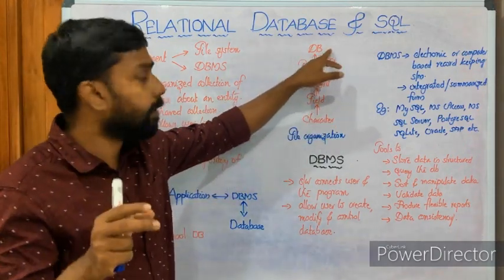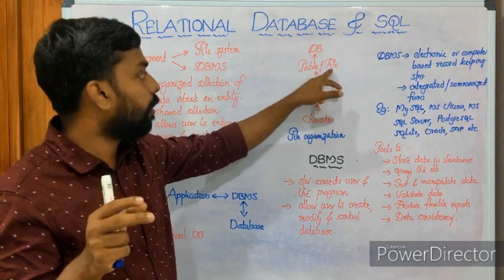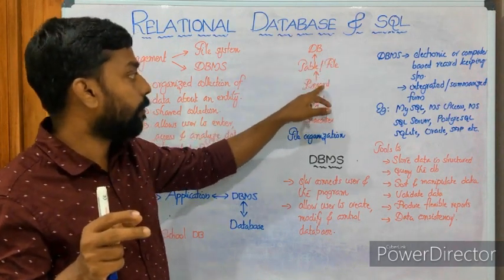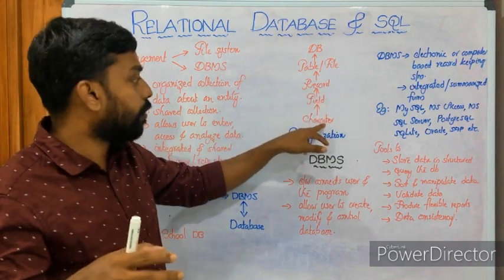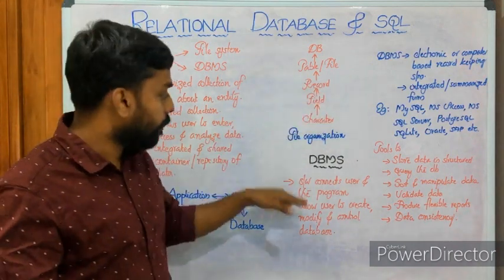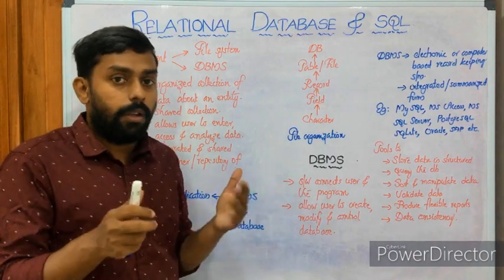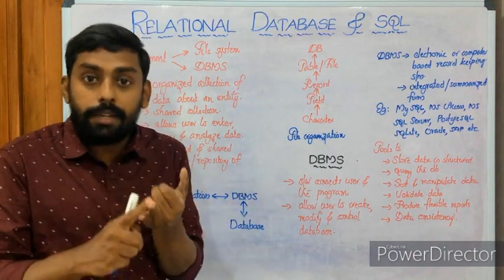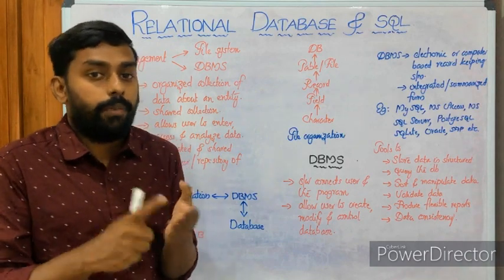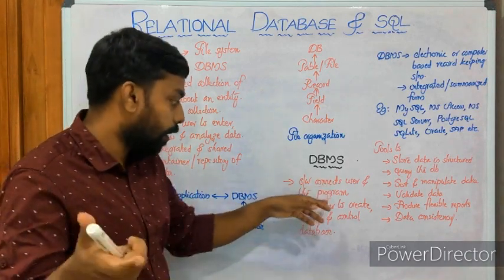That's the hierarchy. The topmost element is the database. A database is a collection of files. A file is a collection of records. A record is a collection of fields. A field is a collection of characters. Then a database management system is a software package used to store, retrieve, view and manipulate data in a very efficient way. It connects the user and the program.